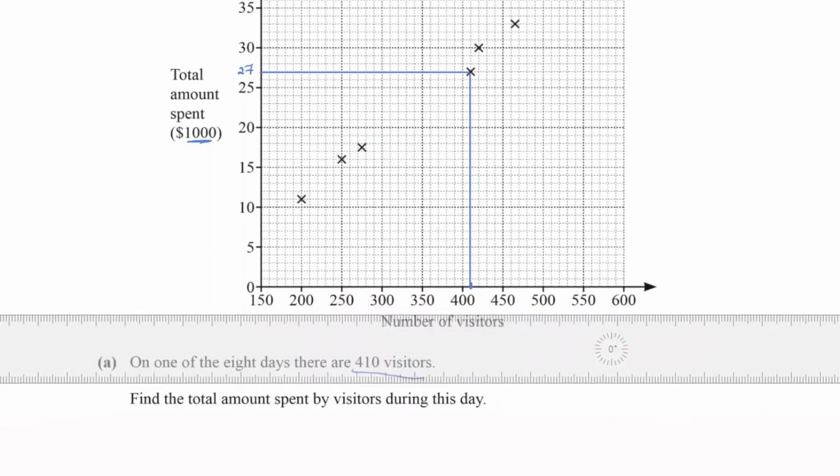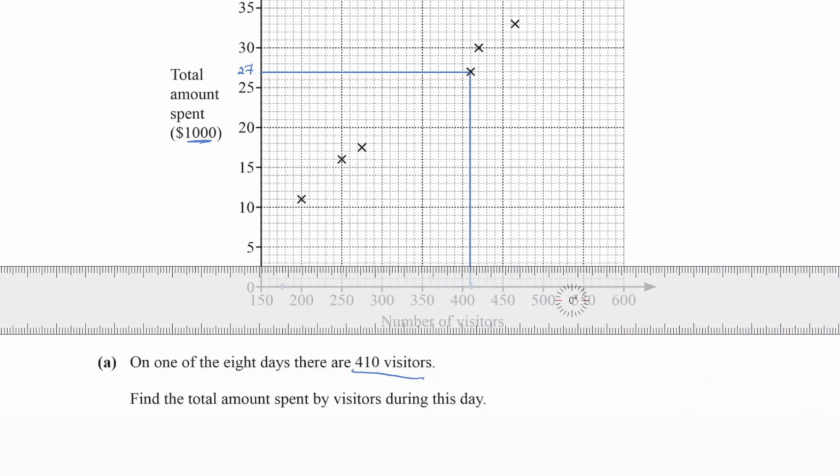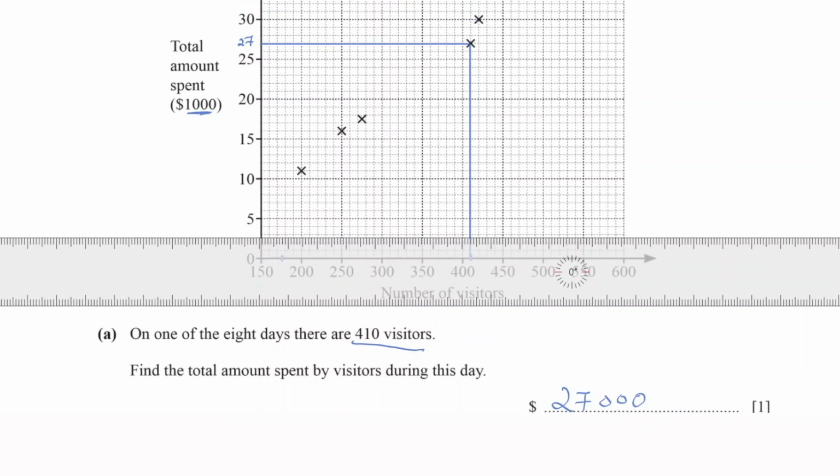Okay, so let's find out where 175 is. So this is 150, 160, 170, each box represents 10. So 170, then 175 will be half of this one. So let us draw. And what is that? 9, right? The total amount spent is 9. So 9 will be 6, 7, 8, 9. So this will be 9.